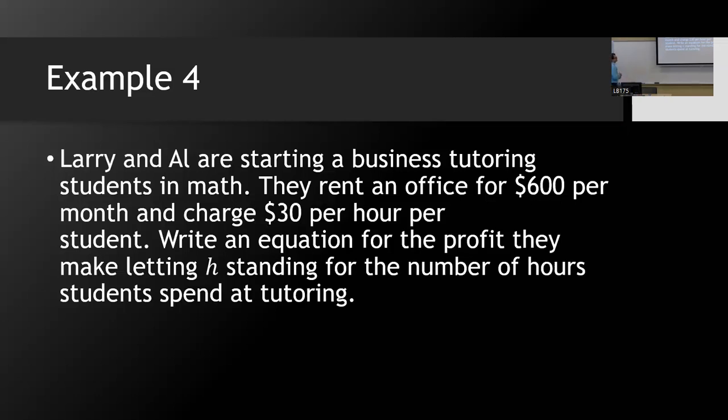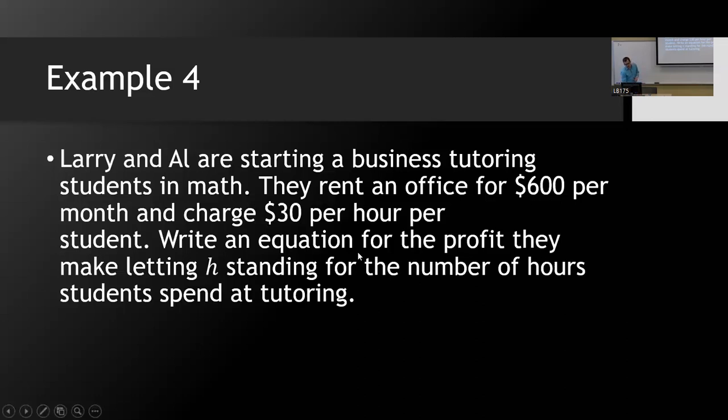All right, so let's set up this equation. The equation is going to be the profit. Since they charge $30 an hour, and H stands for the number of hours they work, it's going to be 30 times H as how much they're getting in. But they have to pay $600 per month in rent.